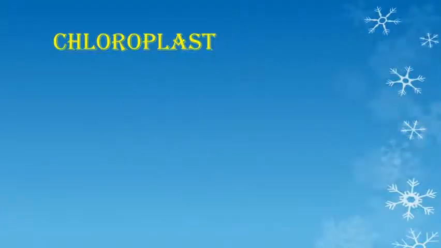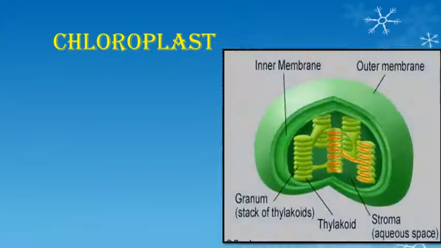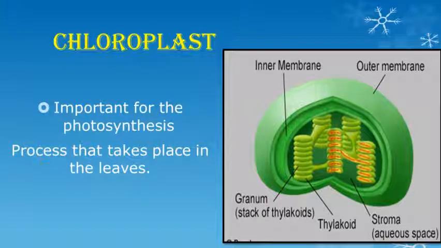Now next we are going to learn about the chloroplast. This is another cell organelle present in plant cells. Chloroplasts are important for photosynthesis. Again I am repeating, what is photosynthesis? This is a process in which green plants prepare their own food in the presence of sunlight. Photosynthesis takes place in the leaves. So why are leaves green in color? Because of the presence of the pigment chlorophyll. Chlorophyll in chloroplast traps the solar energy.